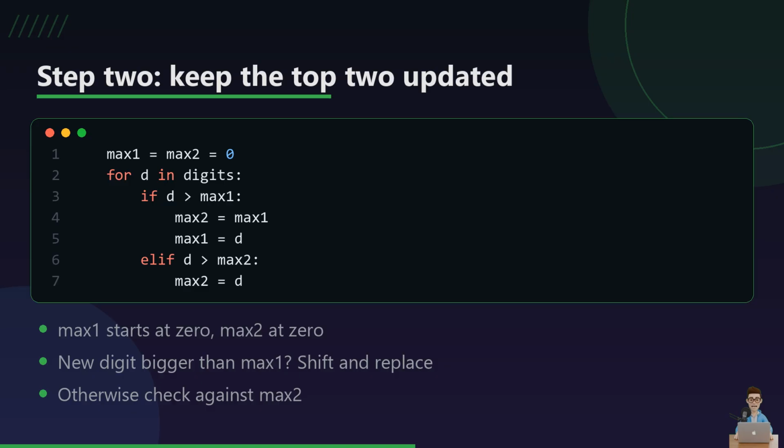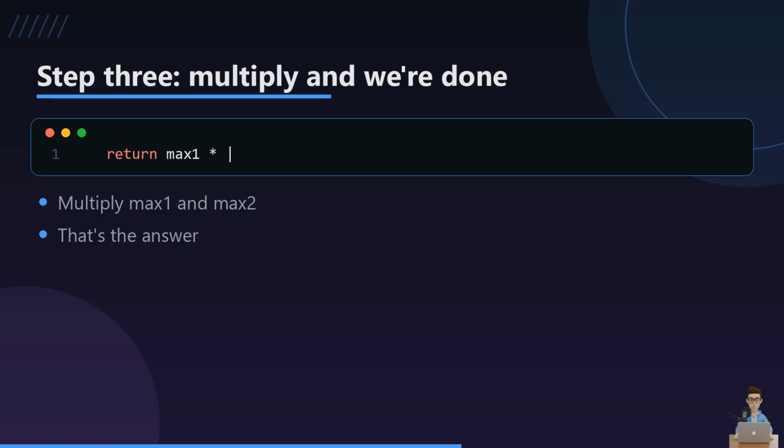If it's not bigger than max1, we ask a smaller question. Is it at least bigger than max2? If so, it takes second place. Once we have looked at every digit, max1 and max2 hold the two biggest digits we found. So all that's left is to multiply them together, and that's our final answer. To recap, we go through the list one time, keep two current best numbers updated, and multiply them at the end. That's the whole solution.